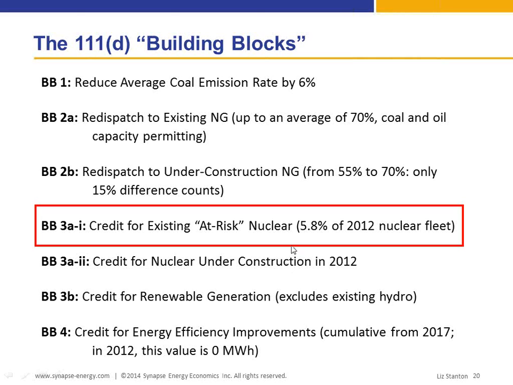So building block 3A, I've got 2 bits of that. This is our nuclear. Building block 3A is for the existing, what's called at-risk nuclear. This is about existing nuclear throughout the country. Every state that has nuclear in it is given in its target 5.8% of that nuclear capacity, or of the nuclear generation, I should say, and they're expected to meet that as part of its effect on their final target.